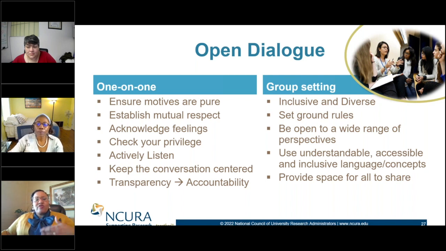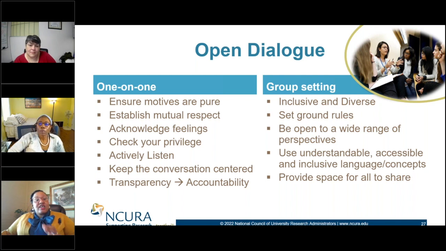Now, open dialogue, we're moving right along in this critical conversation process. There are two types of dialogue that you can have, one-on-one or group. So for one-on-one, it's more of a private discussion. This can occur by request or by mutual agreement between the two individuals. When thinking about having a conversation, ensure that your motives are pure. This conversation should not be about proving someone wrong, but you need to establish that mutual respect in the beginning, lay out what your intentions are and what they are not.